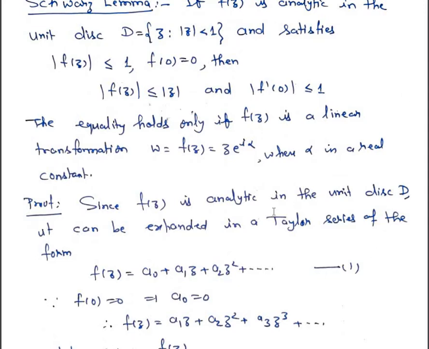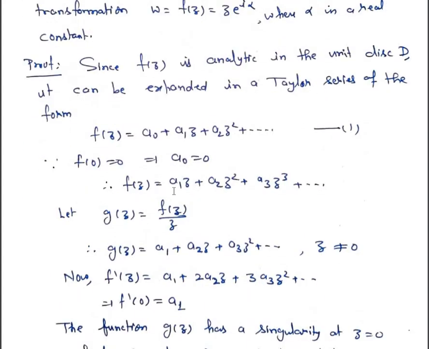Since the function f(z) is analytic in the unit disk D, we can expand the function f(z) using Taylor's theorem of the form f(z) is equal to a0 plus a1 z plus a2 z square and so on. Now because f(0) is equal to 0, it is given to us, from this equation we get a0 is equal to 0. So substitute a0 is equal to 0 in equation number 1. So we get f(z) is equal to a1 z plus a2 z square plus a3 z cube and so on.